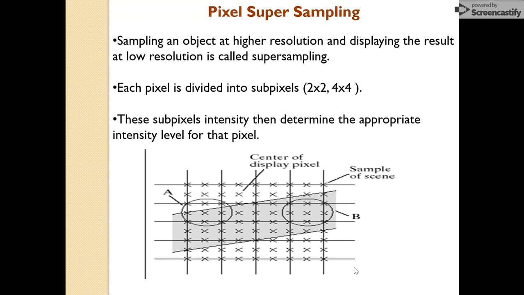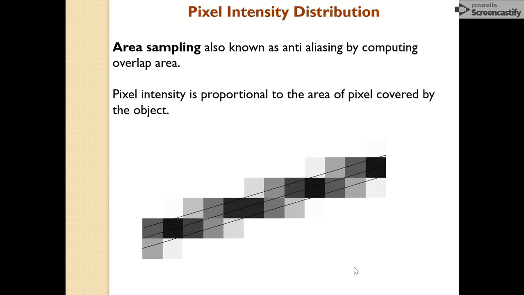Coming to the next topic, that is pixel supersampling. So what is pixel supersampling? In supersampling, the pixel is divided into subpixels. So there's a further division into subunits, that is, 2 cross 2 or 4 cross 4, and the intensity of these subpixels is calculated, and that helps in deciding the overall intensity of that pixel. So each pixel is divided into 2 cross 2 or 4 cross 4.